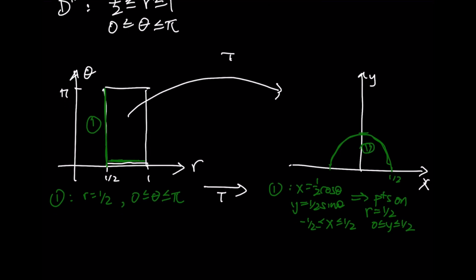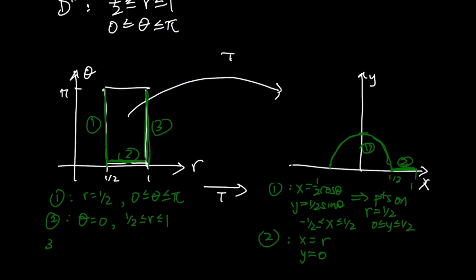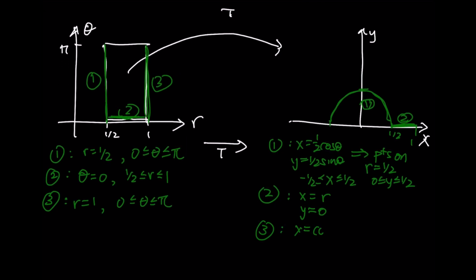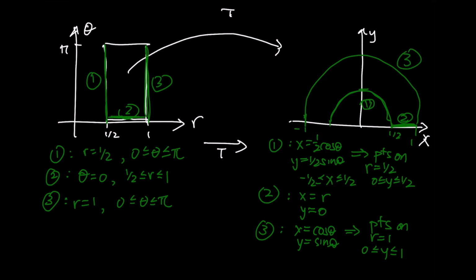Boundary 2 has theta is 0, but the radial values go from 1/2 to 1. And in this case, if theta is 0, that means x is equal to r and y is equal to 0. This turns out to be the image of that part. Along 3, the radius is 1, but the angle varies from 0 to pi. X is cos theta, y is sine theta. And this is going to be the points on a unit circle that have a positive y value. And this will end up being at -1.